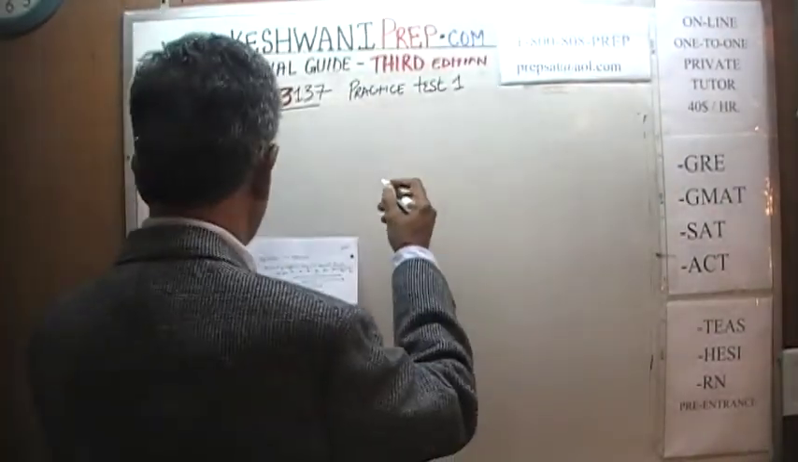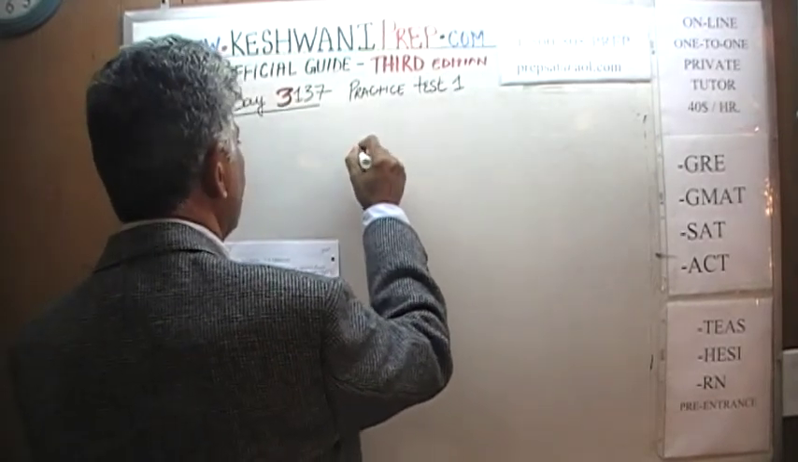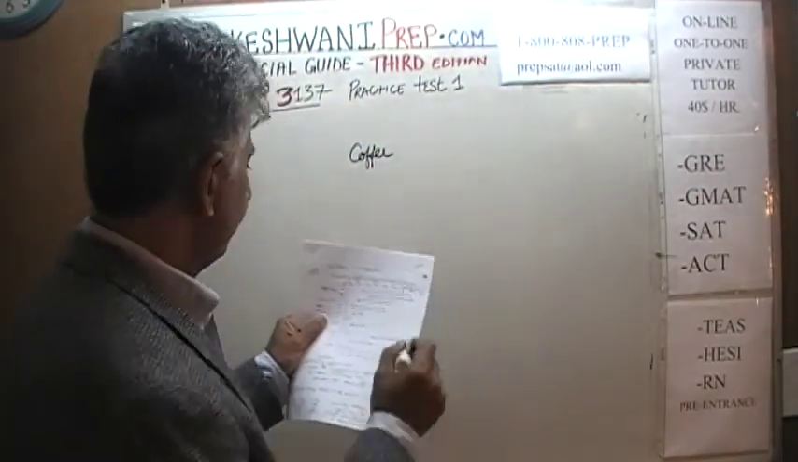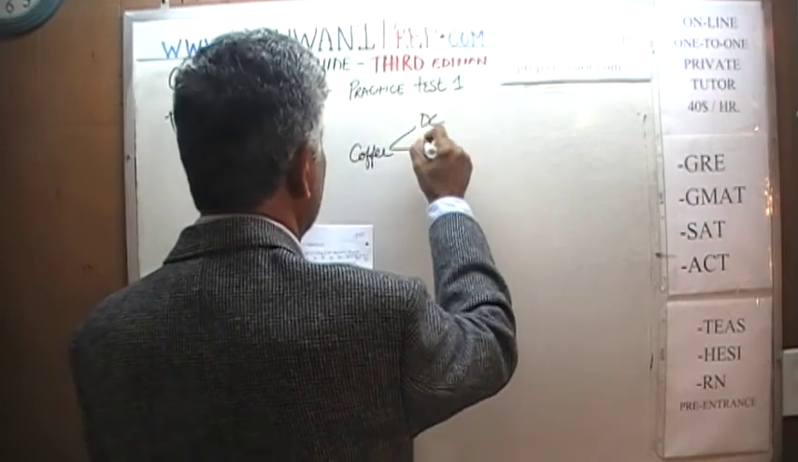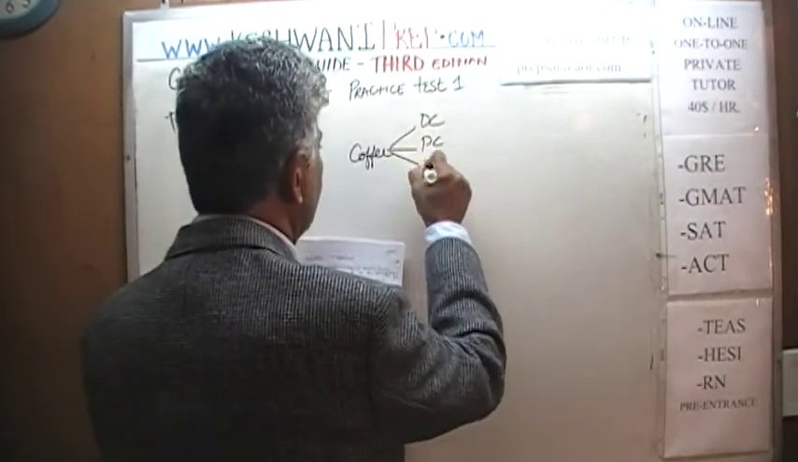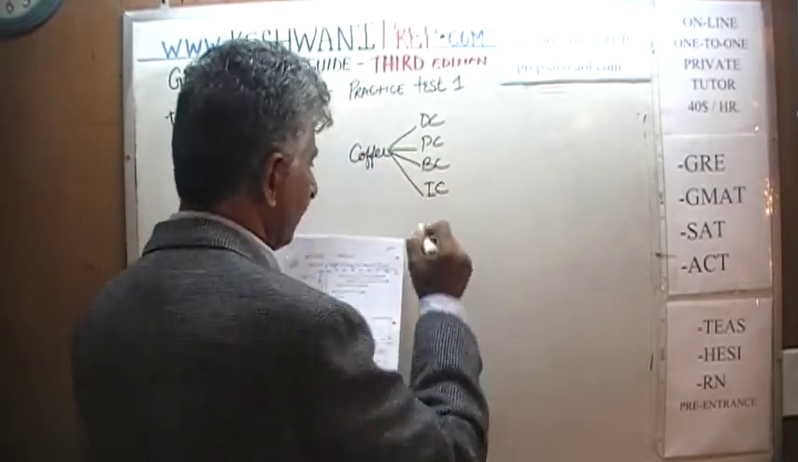Let's begin. So we have coffee here. We have four types of coffees. We have decaffeinated coffee. We have what they call percolated coffee. We have what they're calling brewed coffee, and finally, instant coffee.